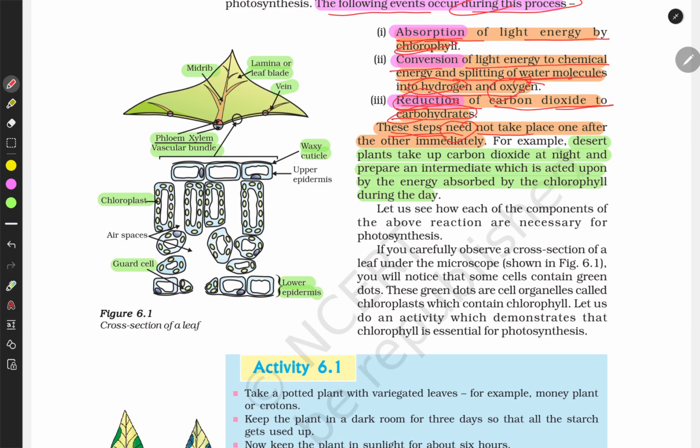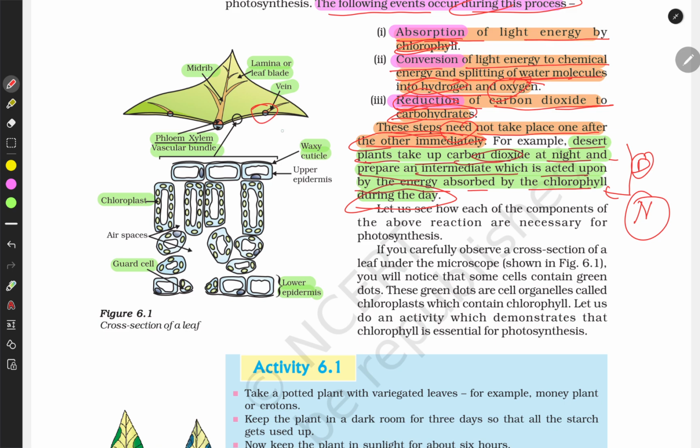These steps need not be taken one after another immediately. So it is not necessary that these steps should happen one by one. For example, desert plants take up carbon dioxide at night and prepare an intermediate which is acted upon by the energy absorbed by the chlorophyll during the day. So desert plants have evolved in a different way, and in this process some processes happen in the day and some processes happen at night.